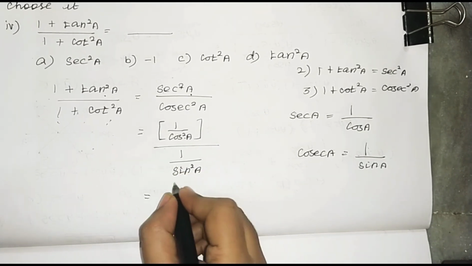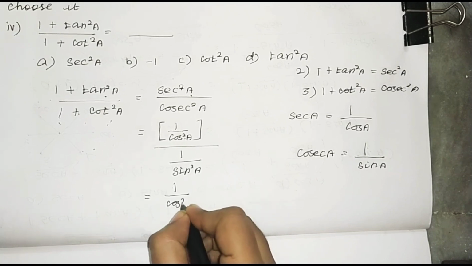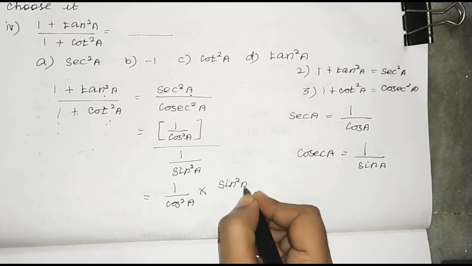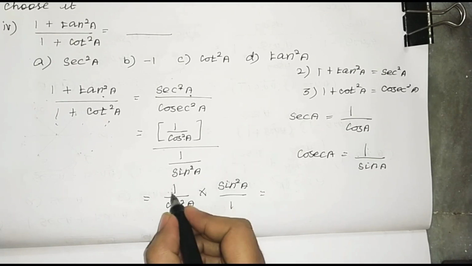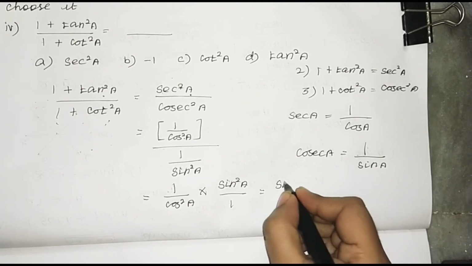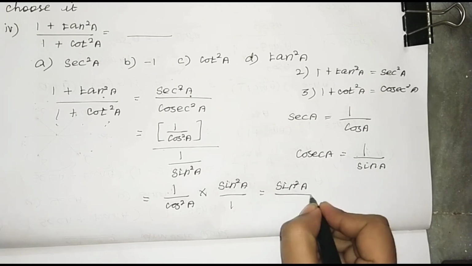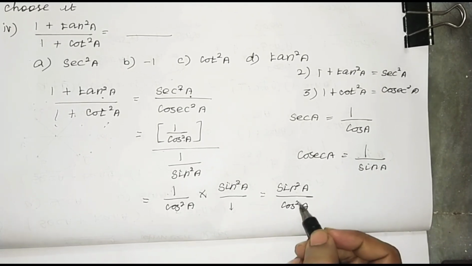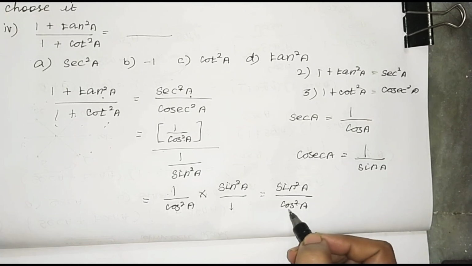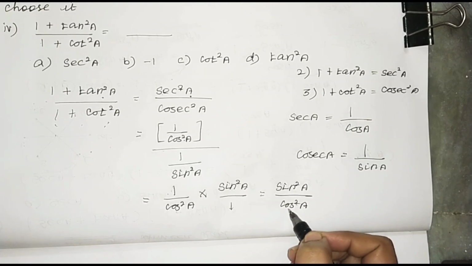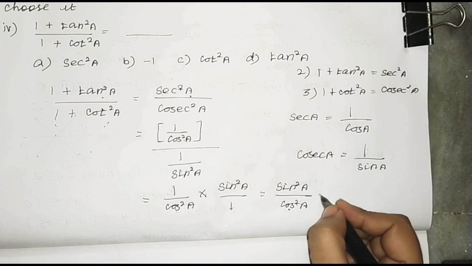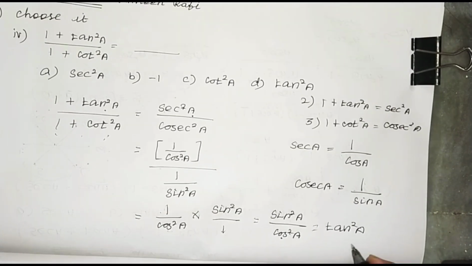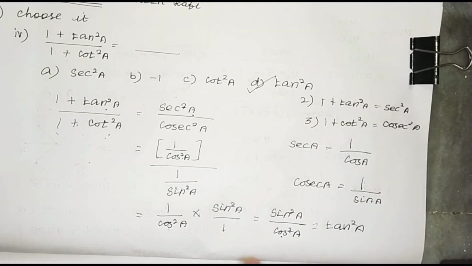The numerator fraction write as it is. The denominator fraction take a reciprocal: sin squared A divided by 1. So 1 into sin squared A, we can write sin squared A. 1 into cos squared A, we can write cos squared A. Already you know very well, sin A divided by cos A is tan A. So square is given, so we can write tan squared A. So option D is the correct answer.